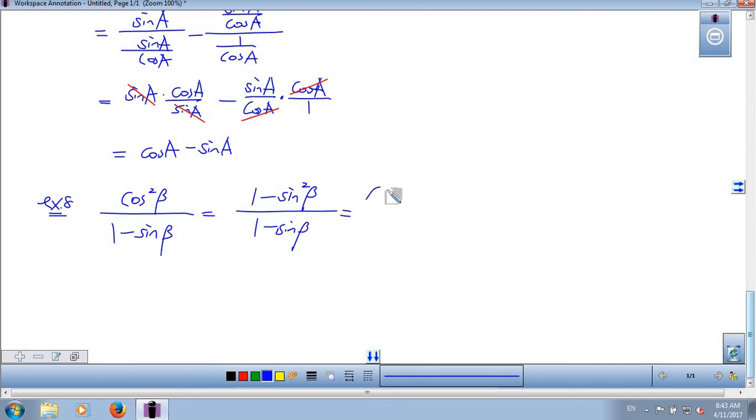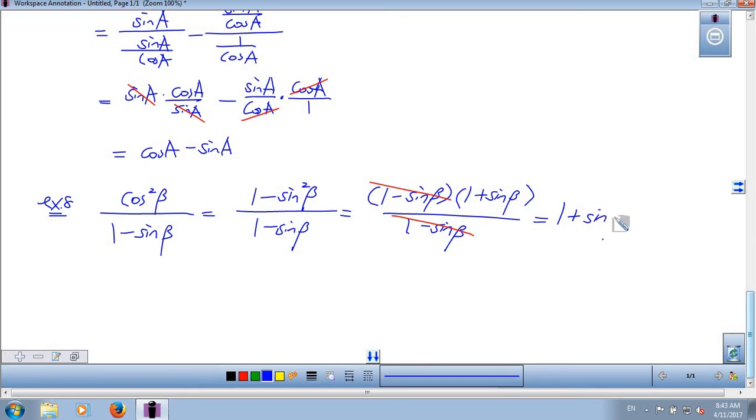But 1 minus sine squared beta is factorable. 1 minus sine squared beta is 1 minus sine beta times 1 plus sine beta, divided by 1 minus sine beta. The denominator doesn't change. Now we can cancel out this factor of 1 minus sine beta from the top and the bottom, so the final answer is 1 plus sine beta.